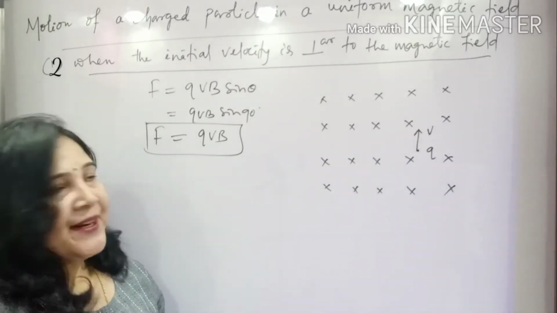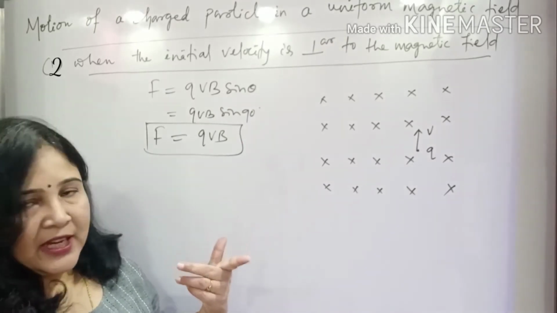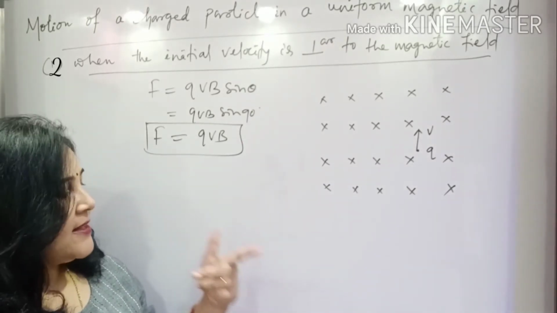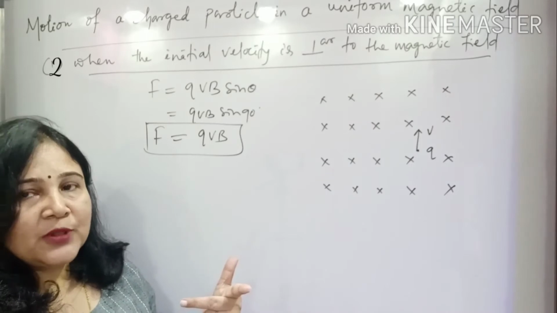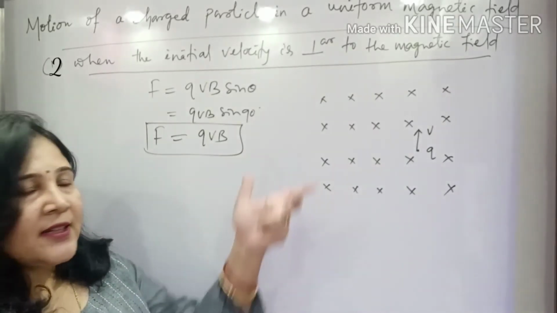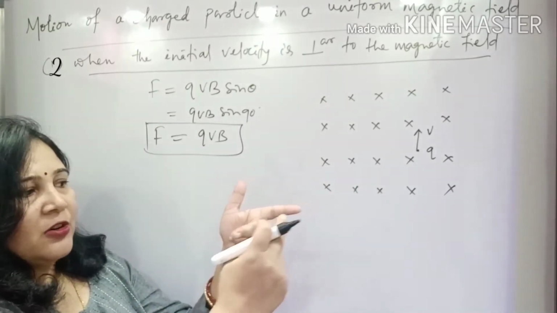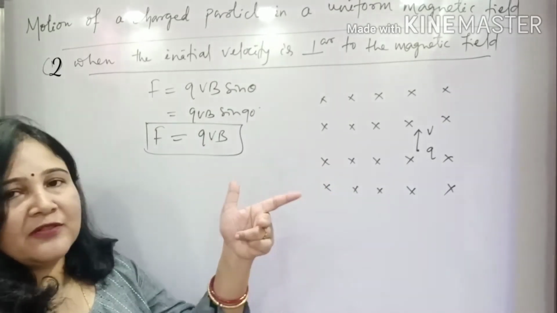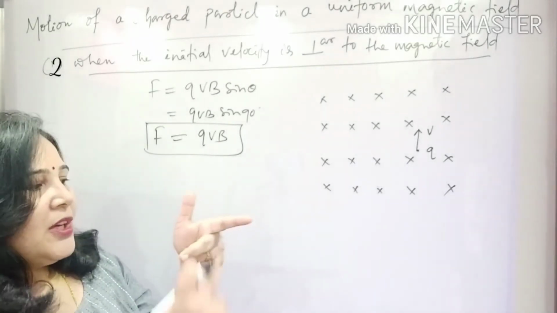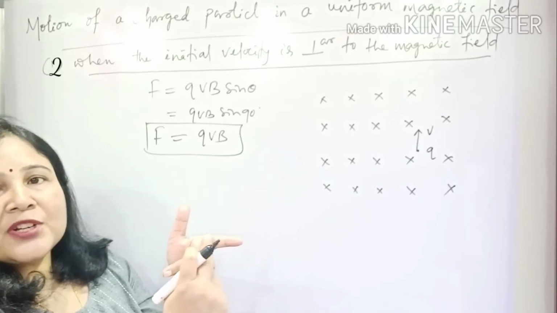Now what is the direction of this force? To find the direction of the force, we can apply Fleming's left hand rule. Let's apply it. As per this rule, you stretch three fingers, that is your thumb, first finger or forefinger, and the central finger of your left hand, right? Now the forefinger, or first finger, points in the direction of the magnetic field.